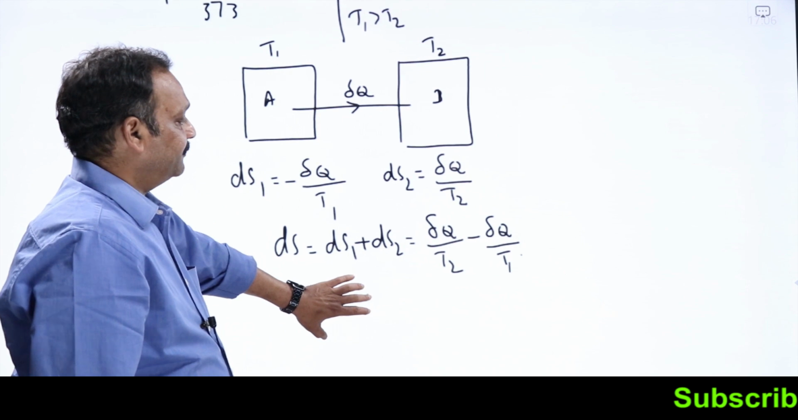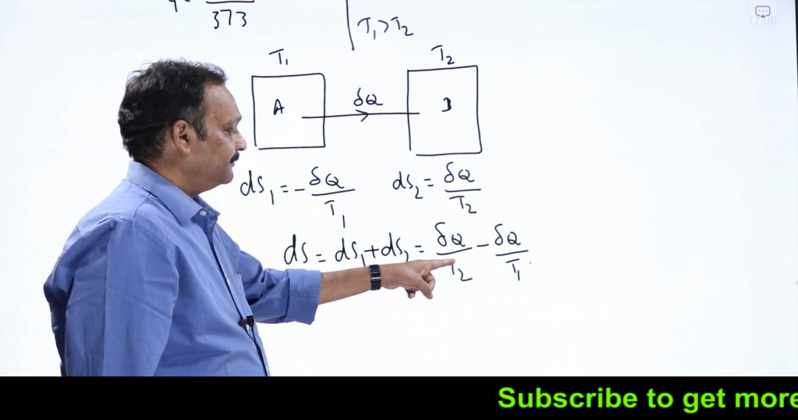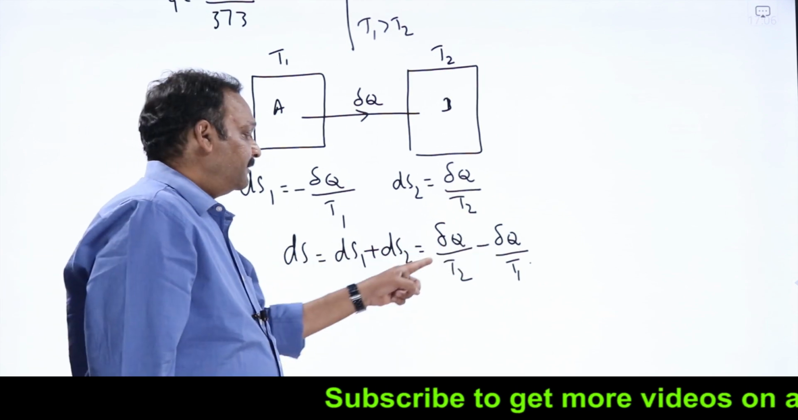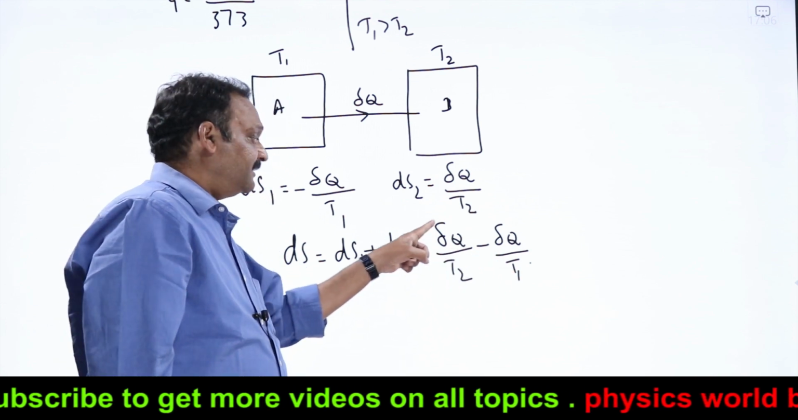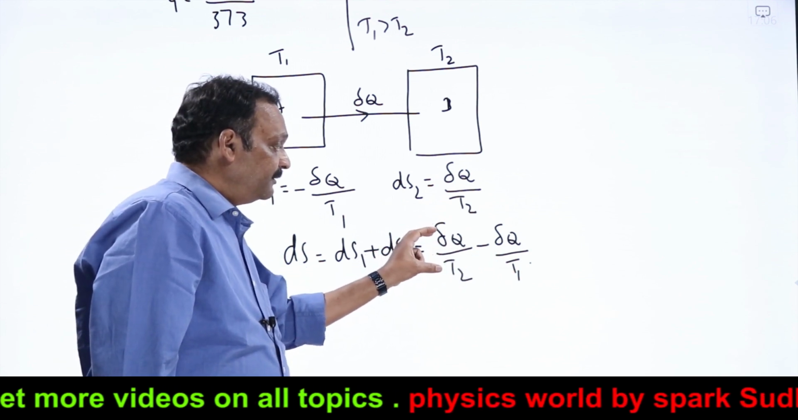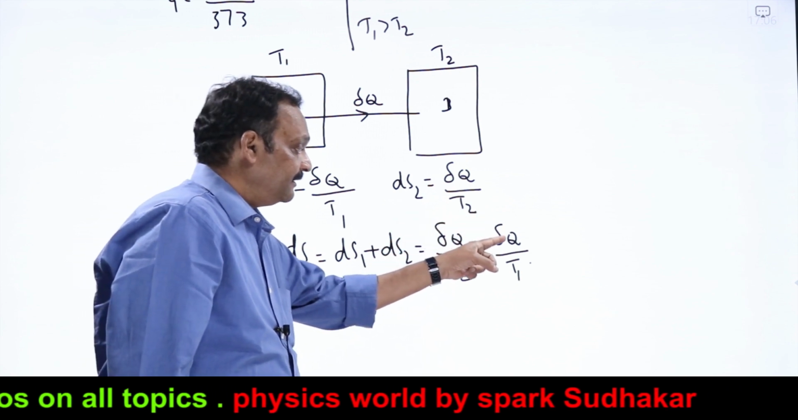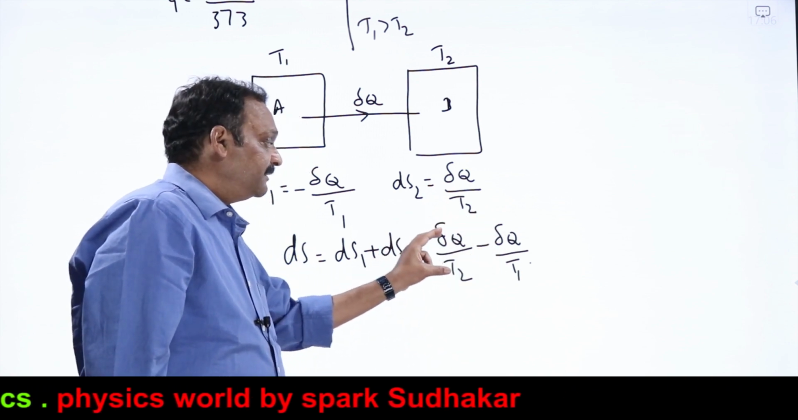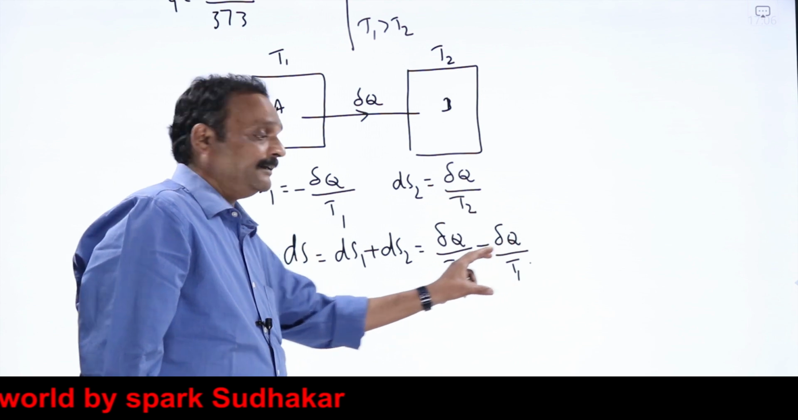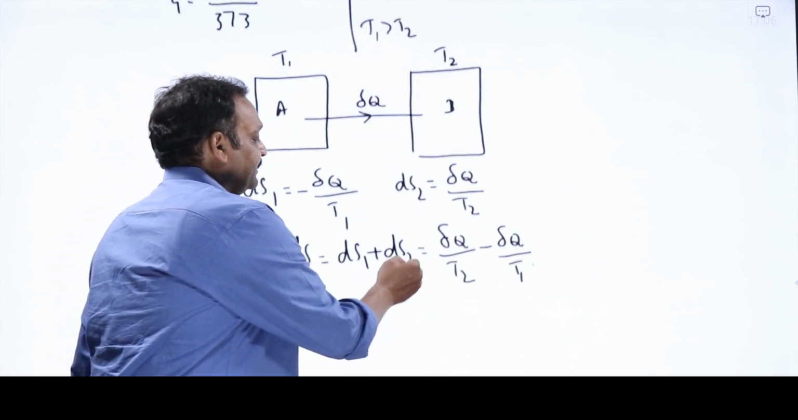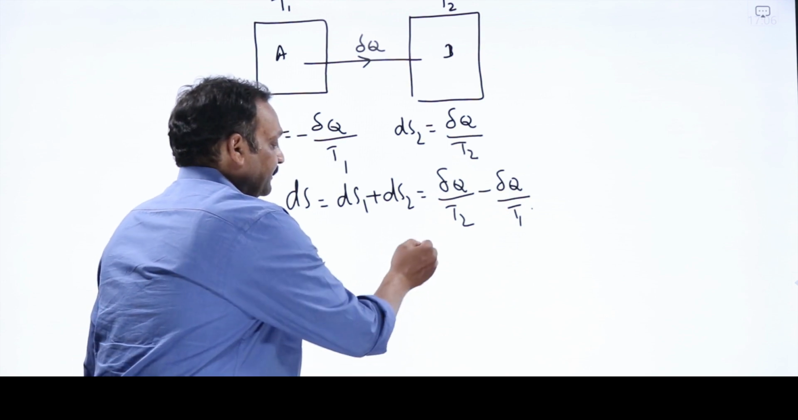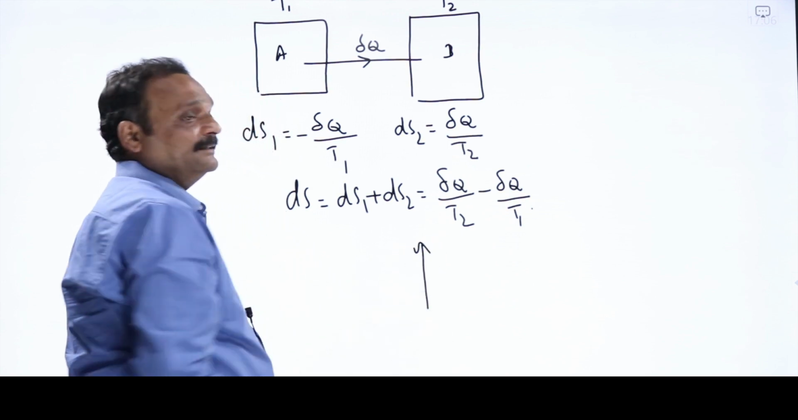Delta Q is the same, meaning the numerator is the same in both the terms. T1 is greater than T2, I told. So delta Q by T2 will be a bigger quantity than delta Q by T1. Bigger quantity minus smaller quantity, so ds is positive only, meaning the entropy of the universe is increasing in this process.